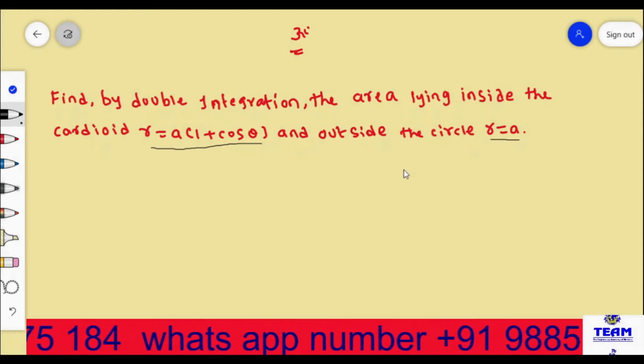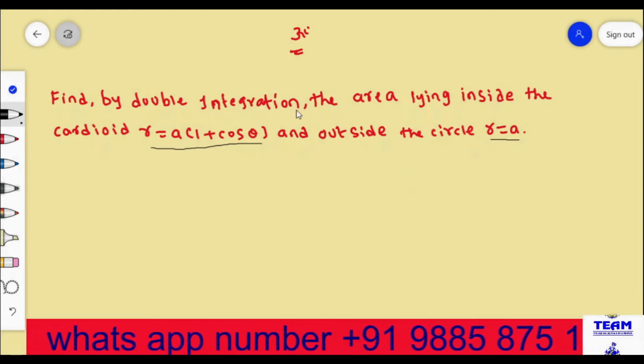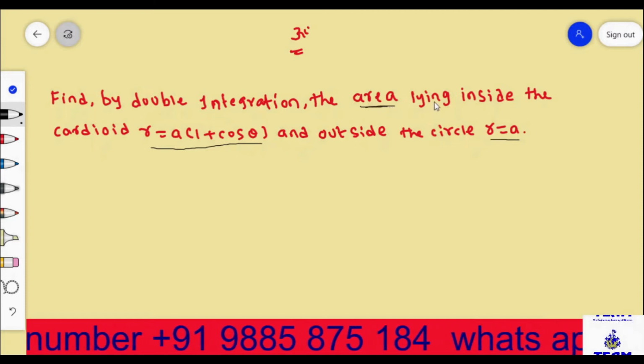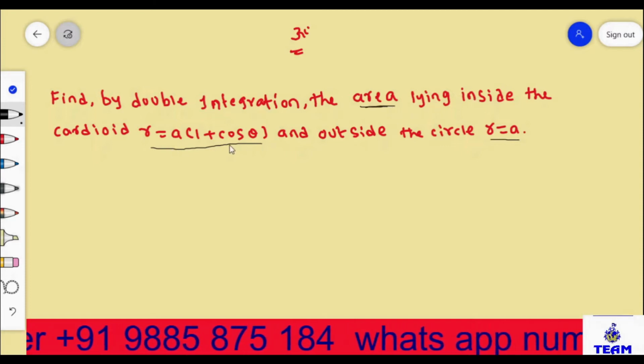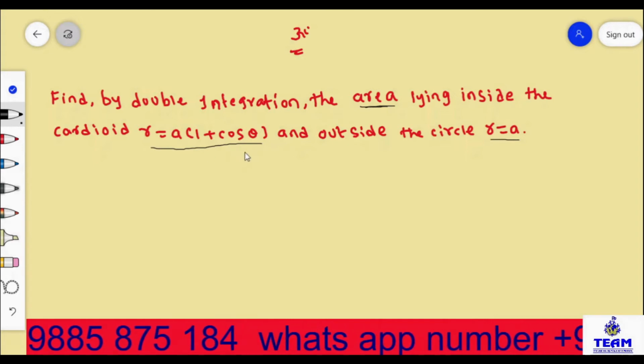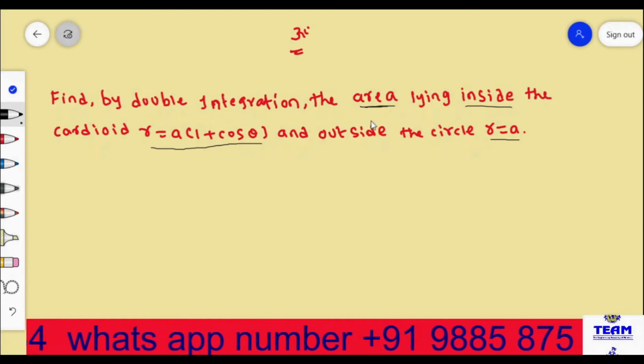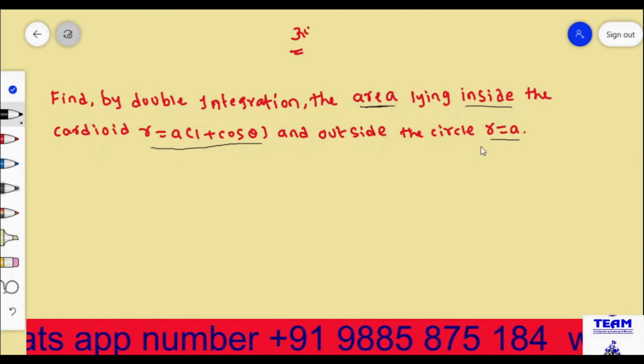See friends, once again I am repeating what we are finding here. By using double integration, we are finding the area. The area is lying inside of the cardioid and outside of the circle r = a.